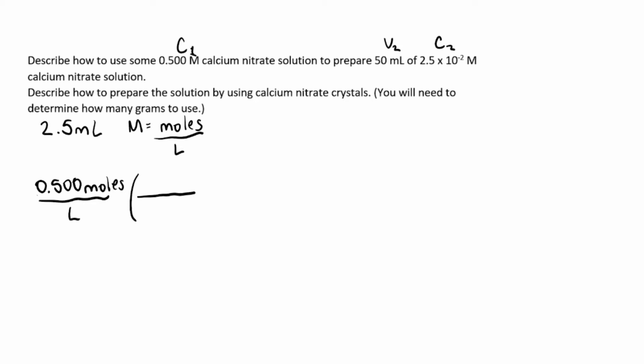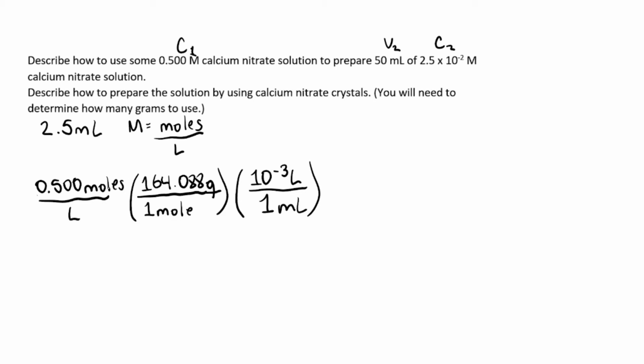And to do that, we use the molar mass. So for every 1 mole of calcium nitrate, we are going to get 164.088 grams of calcium nitrate. Now, we're in grams, we need to go from liters to milliliters. So for every 10 to the negative 3 liter, we get 1 milliliter. Okay, so now we are out of moles, we're in grams, and we're out of liters, and we're in milliliters.